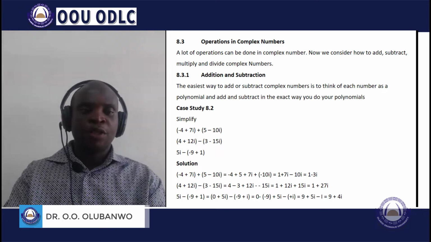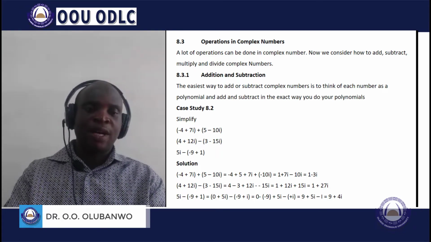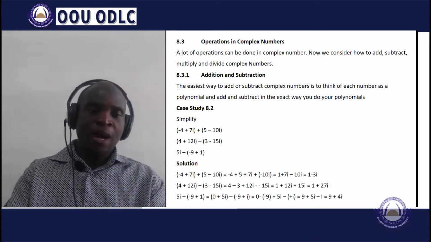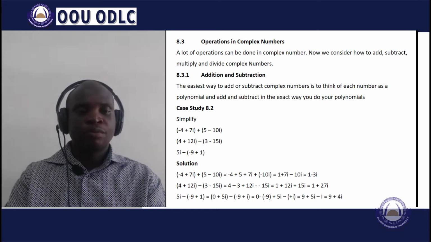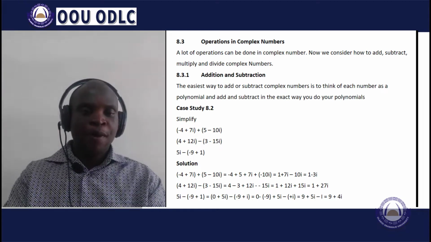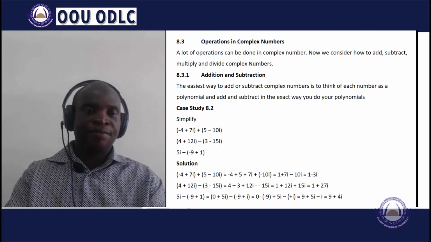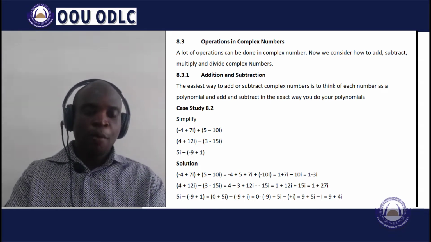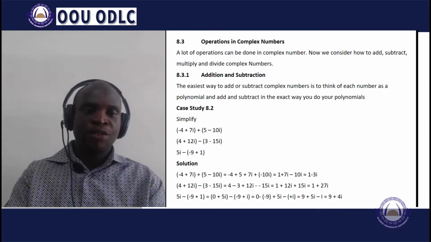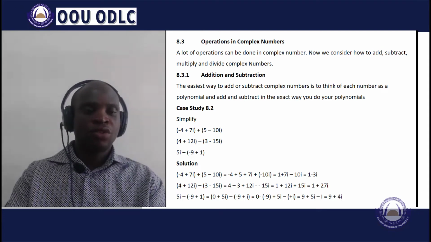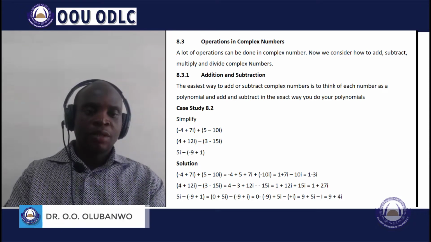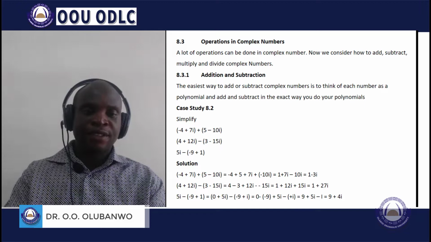Case study 8.2. Simplify. The first one: minus 4 plus 7i, then plus, open bracket, 5 minus 10i. The second one is 4 plus 12i minus, open bracket, 3 minus 15i. The third one is 5i minus, open bracket, minus 9 plus 1. Solution. Minus 4 plus 7i plus 5 minus 10i.